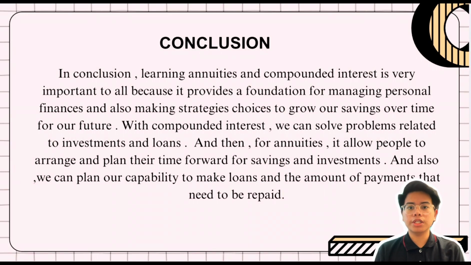In conclusion, learning annuities and compounded interest is very important to all because it provides a foundation for managing personal finance and also making strategic choices to grow our savings over time for our future. With compounded interest, we can solve problems related to investment and loans. And annuities allow people to plan ahead for savings and investment. Also, we can plan our capability to take loans and the amount of payment that needs to be repaid.